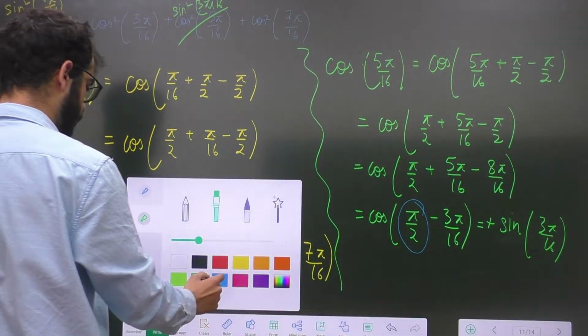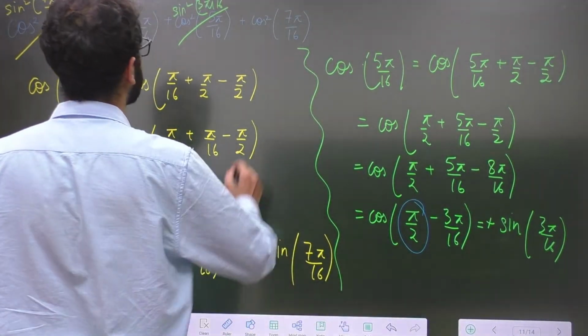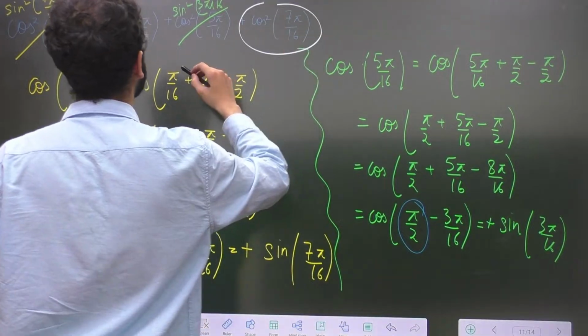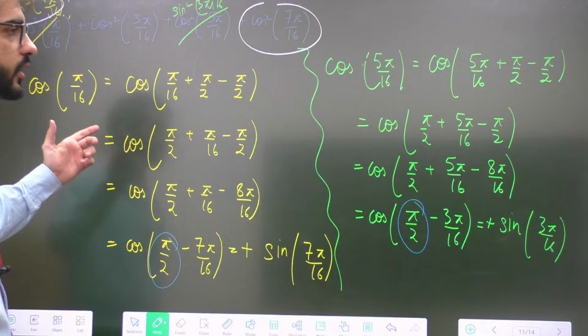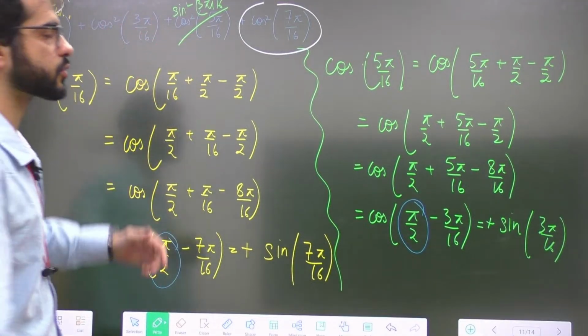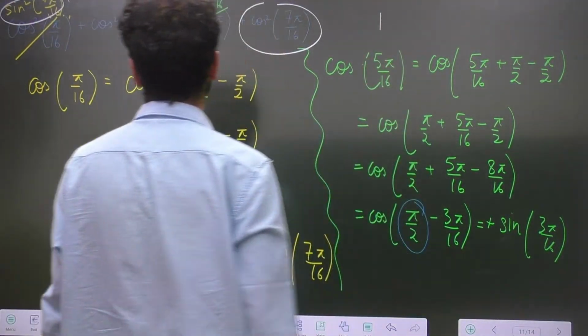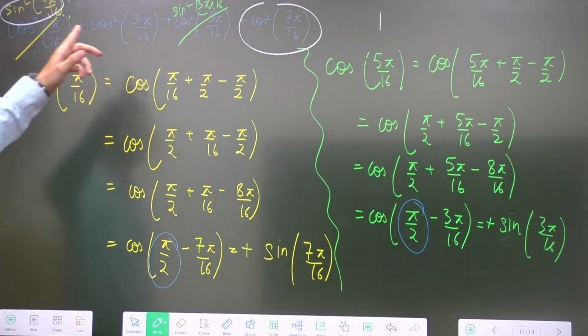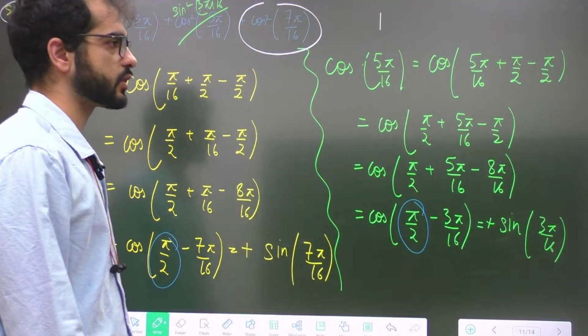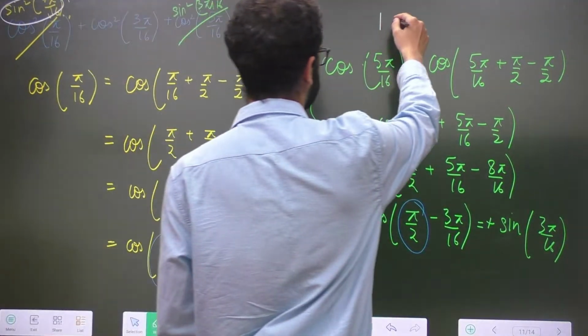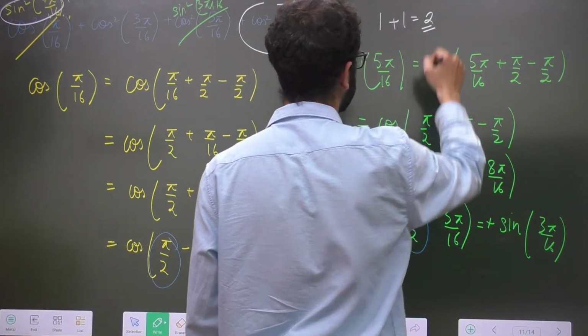Now let's observe what just happened over here. I'm having cos square 7 pi by 16 and sine square 7 pi by 16. That is sine square theta plus cos square theta. Sine square theta plus cos square theta can be written as 1. Then I'm having cos square 3 pi by 16 plus sine square 3 pi by 16. That is cos square theta plus sine square theta. So that is also going to be 1. So 1 plus 1, the final answer will be 2.